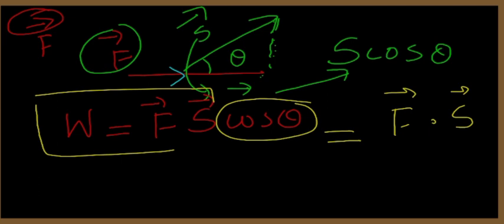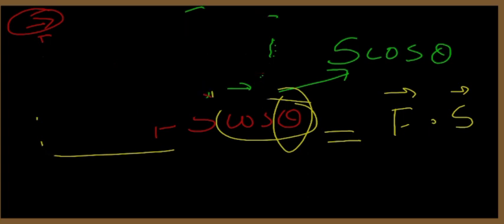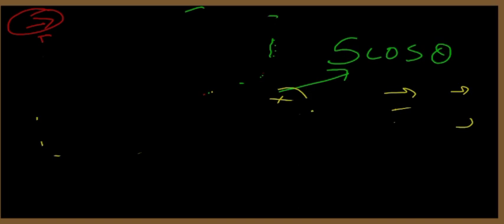So we can take special cases with respect to the angle theta. That means if the angle changes, the work can be either positive or negative or zero. Let's check what the special cases are.